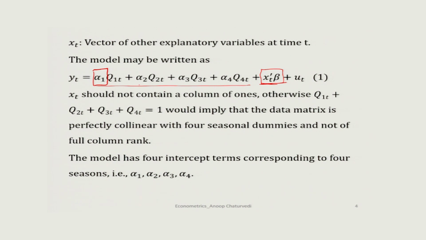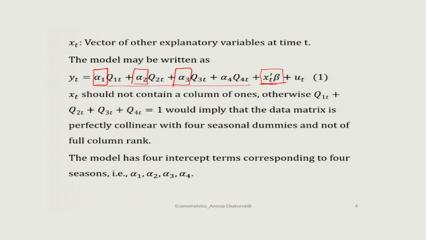For the second quarter, intercept term is alpha 2. So, the mean level of the model for the first quarter is different from the mean level of the model for the second quarter. Then for the third quarter, the intercept term is alpha 3. So, the mean level of the third quarter is also different and so on. So, the intercept terms corresponding to four seasons are different, alpha 1, alpha 2, alpha 3 and alpha 4.